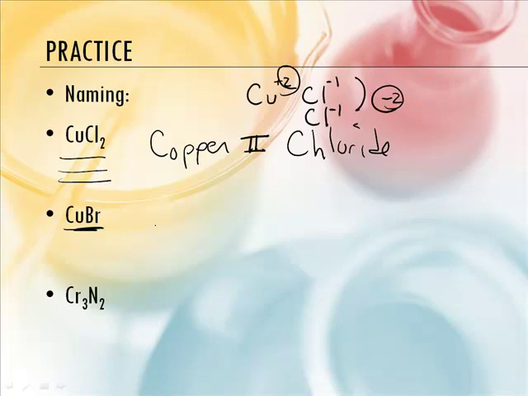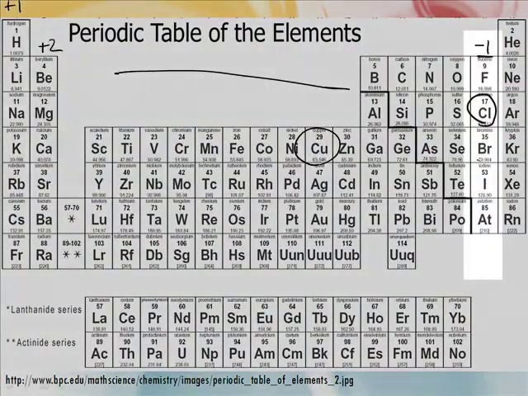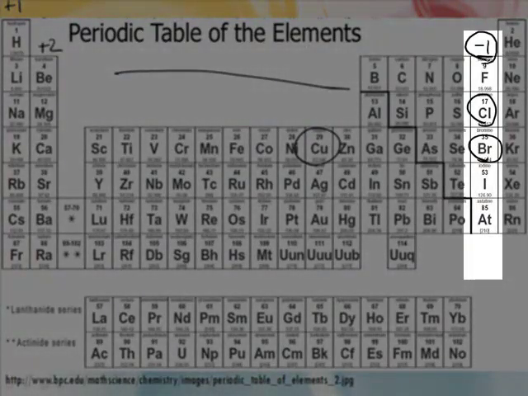Okay, let's do this next one. All right. So that's copper again. Copper. Oh, yeah, I'm good with that. Don't know his middle name yet. Br, we learned bromide. Bromide. It's in the same column as chlorine. So let's go look at bromide. Okay. Bromide. His charge is minus one.